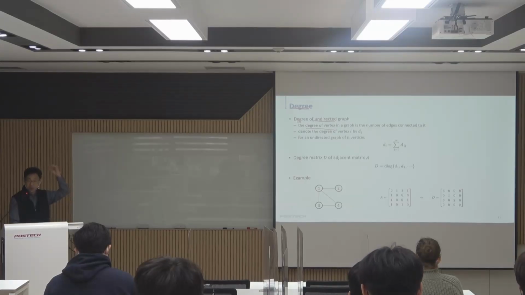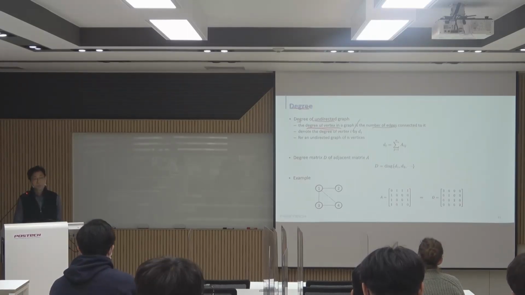So the degree of a vertex. We haven't defined what the degree is yet, but you might say from this sentence that the degree can be defined or assigned to each vertex. It is the number of edges connected to it. So we denote the degree of vertex i as d of i.